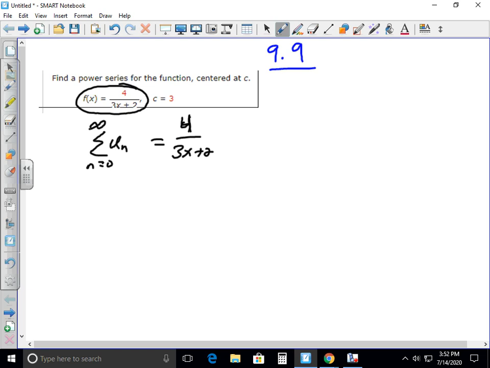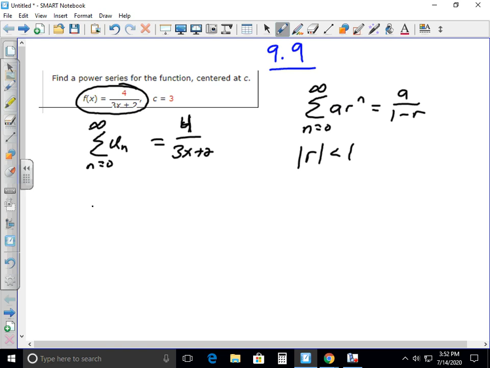over 3x plus 2. Now recall that for a geometric series, if a geometric series converges, and when does it converge? It converges when the absolute value of r is less than 1. Then that series converges to a over 1 minus r, which kind of resembles our fraction. So when we sum this series, our answer is this fraction.